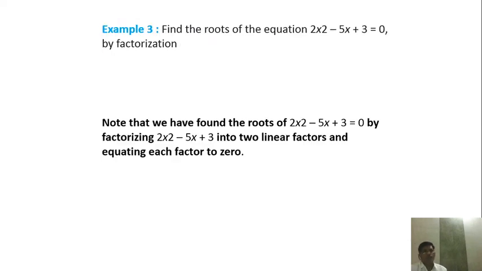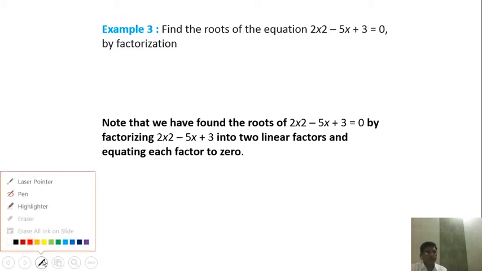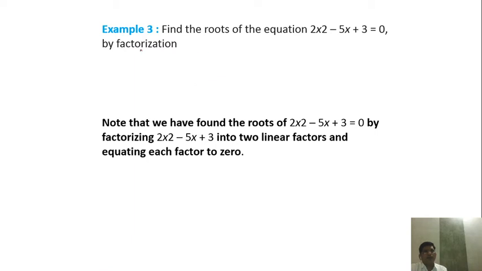Okay. So now the next topic is finding the solution by the factorization method. Find the roots of the quadratic equation. The question is like this: 2x square minus 5x plus 3.